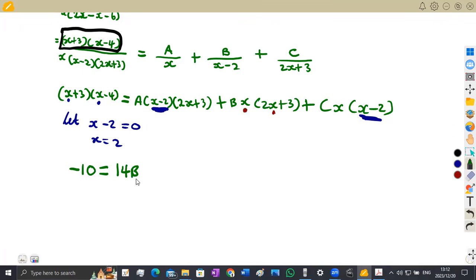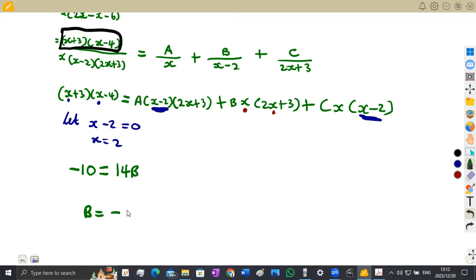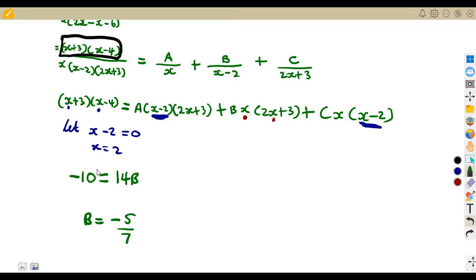So we can find the value of b by dividing both sides by 14. So it's negative 10 divided by 14, negative 10 divided by the answer that we had. That will be negative 5 over 7. So this is the value of b that we are going to obtain in this case, which is negative 5 over 7.